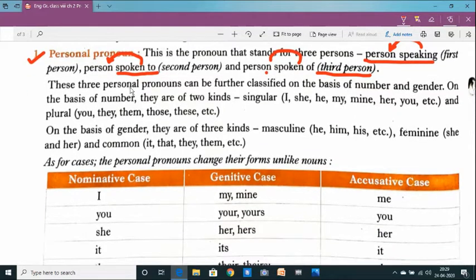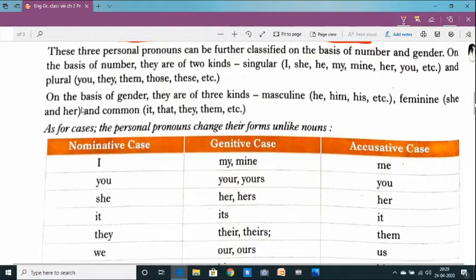These three persons of personal pronoun can be further classified on the basis of number and gender. On the basis of number, they are of two kinds: singular, I, she, he, my, mine, her, and plural, you, they, them, those, these, etc. On the basis of gender, they are of three kinds: masculine, feminine, and common.